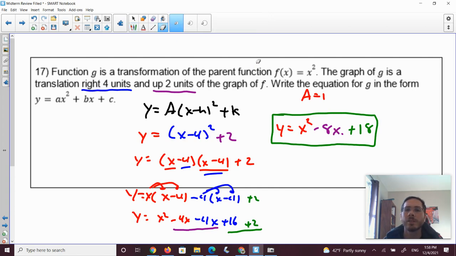All right, and so that's it. So now we're in standard form, and we're done. Again, if you want, you can double check. You can throw that into a graphing calculator as a TI. Up to you.